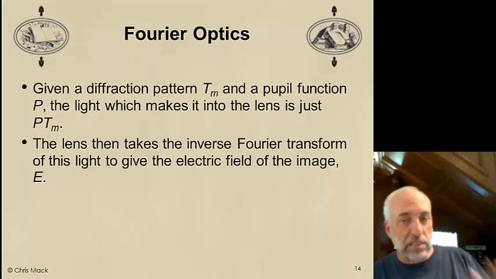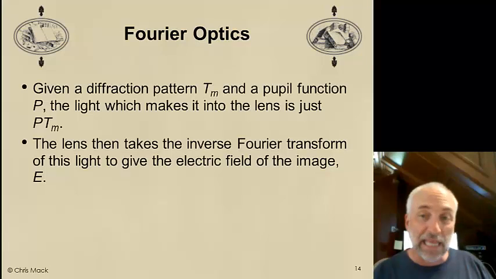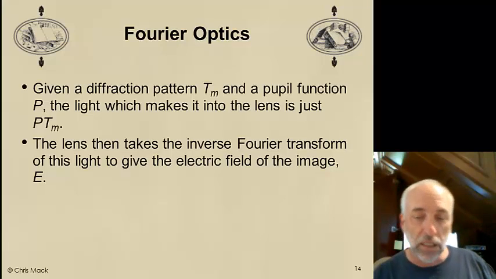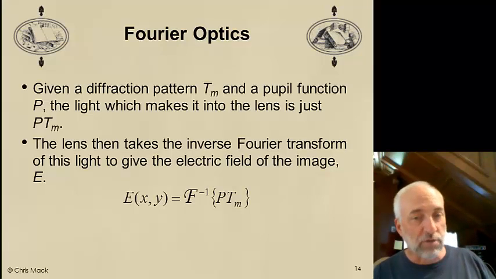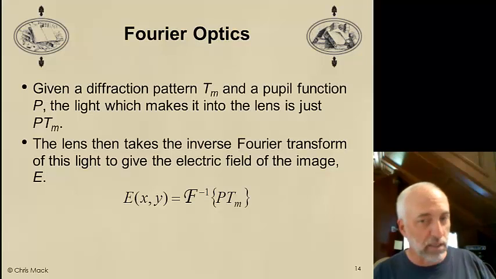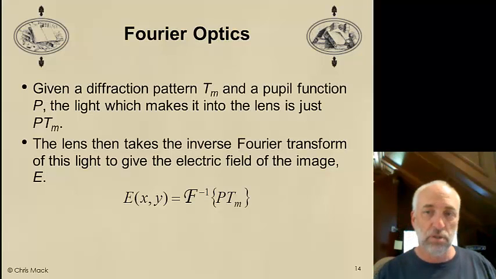Now, the lens takes the inverse Fourier transform of this light to produce the electric field of the image. I'll call that electric field E. So, the electric field of the image, as a function of x and y on the wafer plane, is the inverse Fourier transform of P times T sub m.